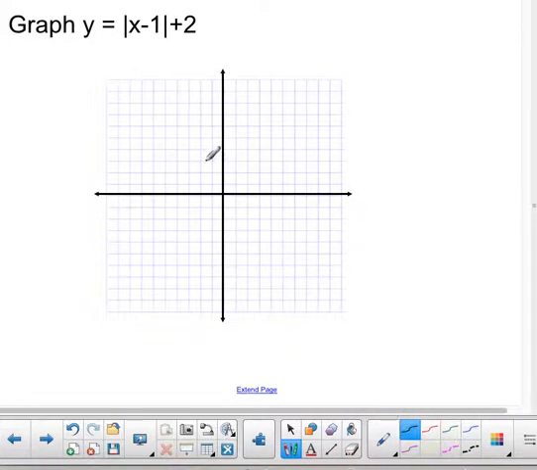Or I'll do it in black actually. So I know that my points are here. My absolute value parent function looks like this. Parent function is just the most basic version. So what I have in black is y equals the absolute value of x.